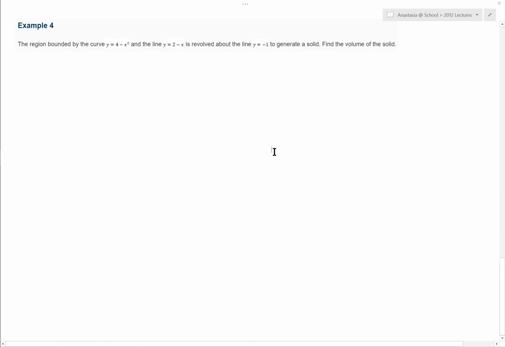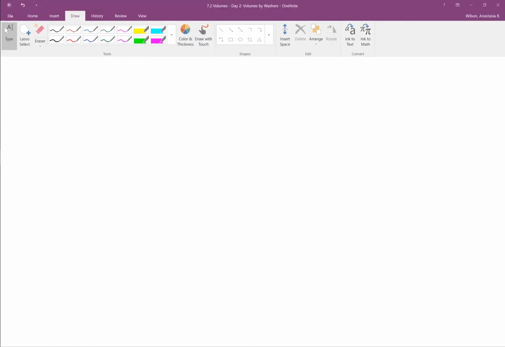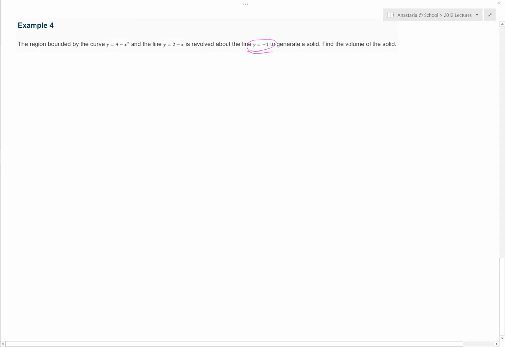So in example 4, we have the region bounded by the curve y equals 4 minus x squared and the line y equals 2 minus x. It's revolved around the line y equals -1 to generate a solid, and we're going to find the volume of the solid. One thing I want to point out before we continue is we're rotating around a line that isn't one of the coordinate axes. So this is going to make finding our inner and outer radius functions a bit harder, but we'll see how it is done in this example.